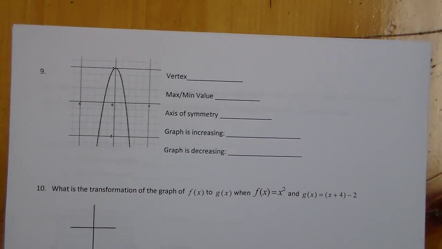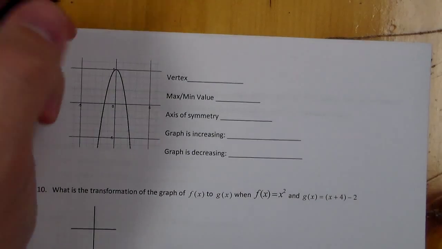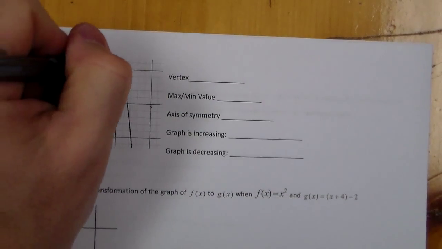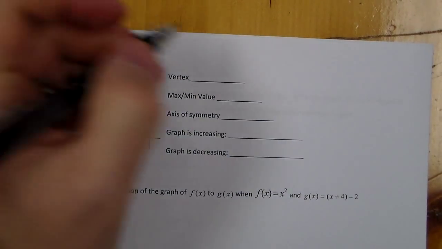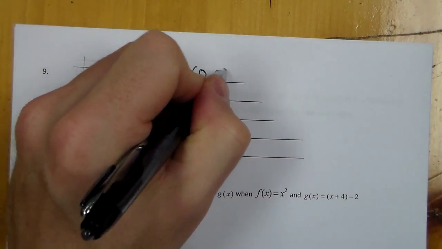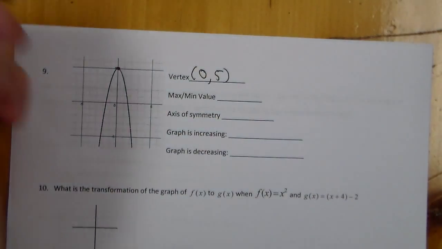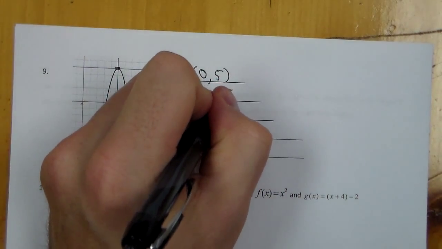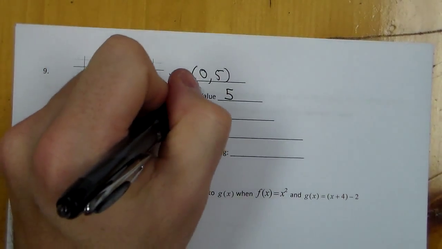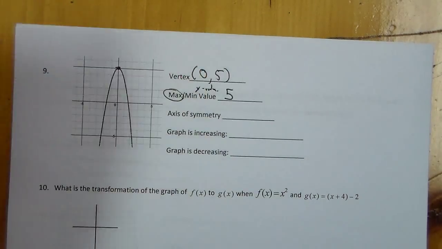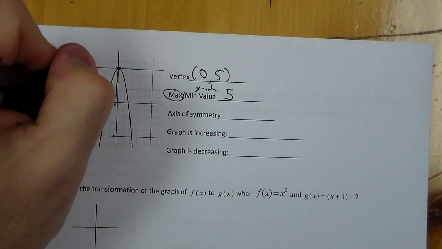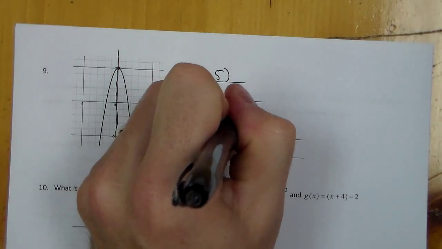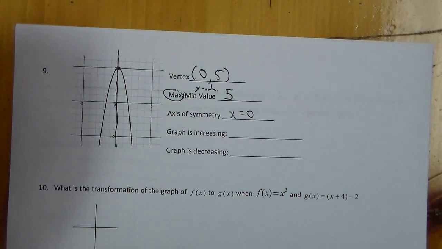Number 9. We need to identify the parts of this graph. So if we look, the vertex appears to be right here. So our vertex is (0, 5). Since it opens down, that is a maximum. And the value of that maximum is 5 because it's the y value. The axis of symmetry is the line that cuts it in half. That is x equals 0. It is also the y-axis.